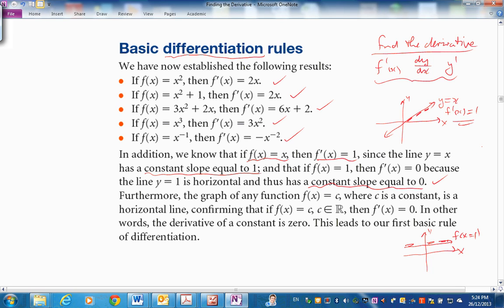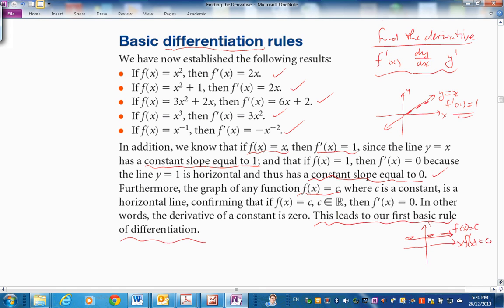Okay, so that's interesting. That would be true whenever the function is a constant. If it ever goes parallel to the x-axis, so let's change this: if f(x) equals a constant, it'll be a flat line, and the slope of the tangent is 0. f'(x) is 0. So they're saying this leads to our first basic rule of differentiation. Well, what is it? Let's see what they've come up with here.